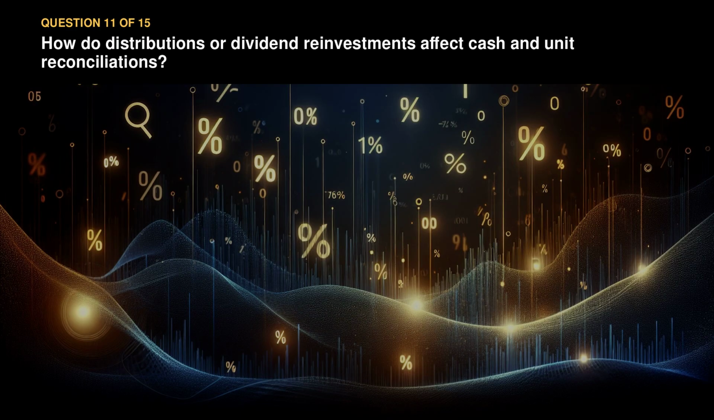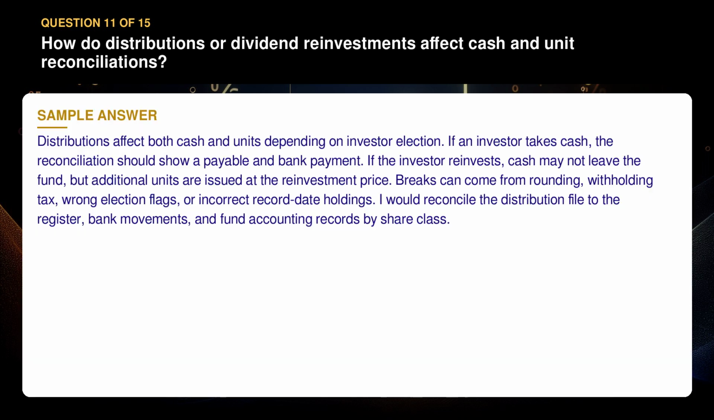Question 11. How do distributions or dividend reinvestments affect cash and unit reconciliations? Distributions affect both cash and units depending on investor election. If an investor takes cash, the reconciliation should show a payable and bank payment. If the investor reinvests, cash may not leave the fund, but additional units are issued at the reinvestment price. Breaks can come from rounding, withholding tax, wrong election flags, or incorrect record date holdings. I would reconcile the distribution file to the register, bank movements, and fund accounting records by share class.